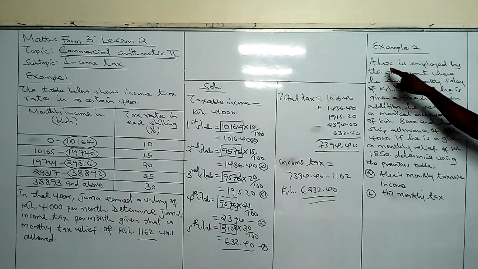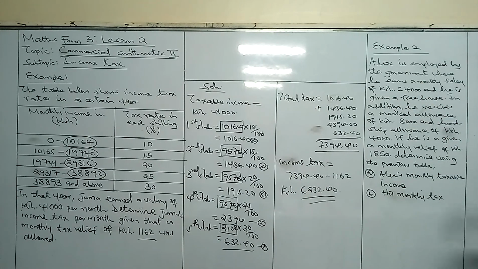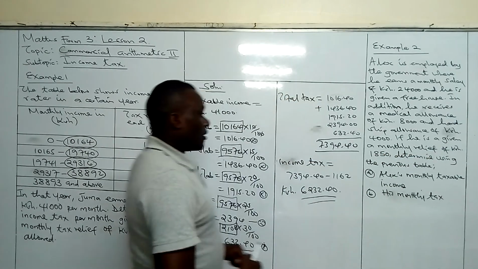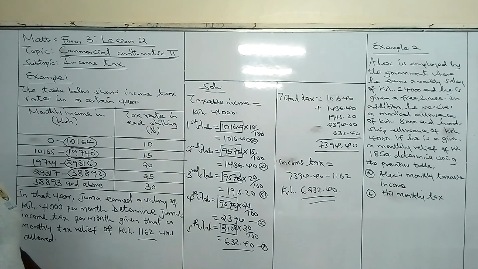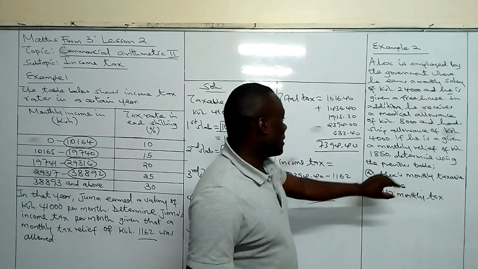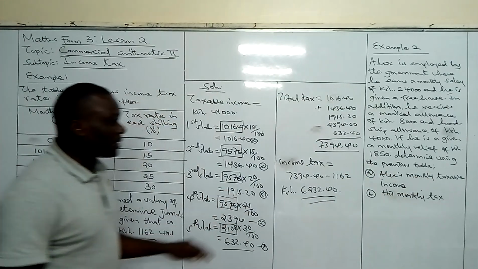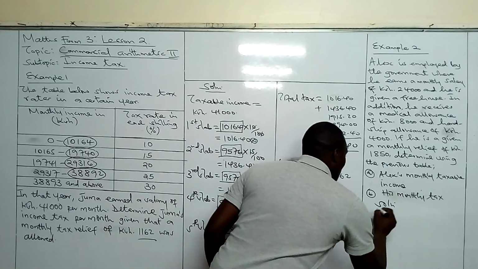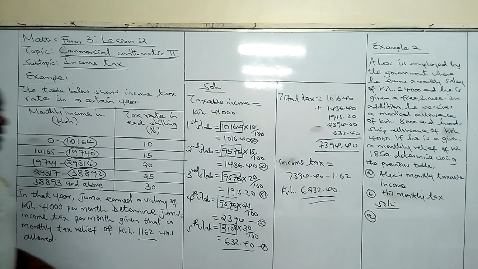We are having somebody by the name Alex, who is employed by the government, where he earns a monthly salary of 24,000. He is given a free house. In addition, he receives a medical allowance of Kenya shillings 8,000 and hardship allowance of Kenya shillings 4,000. If he is given a monthly relief of 1,850, we are supposed to use the previous step to determine Alex's monthly taxable income and at the same time his monthly tax. So I will start by answering A, which wants us to find taxable income.